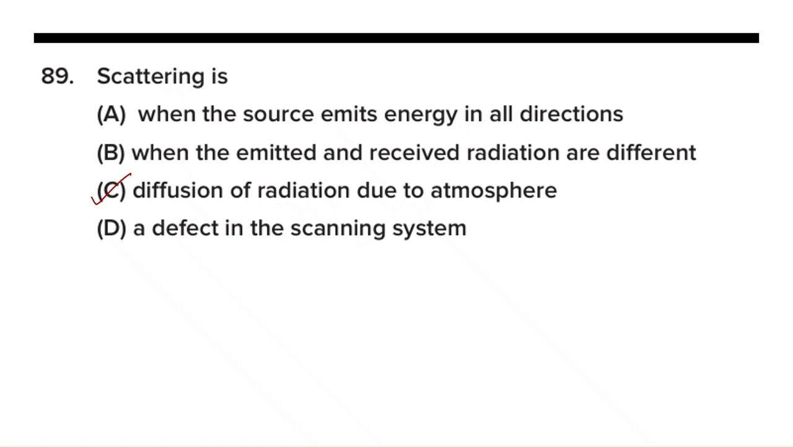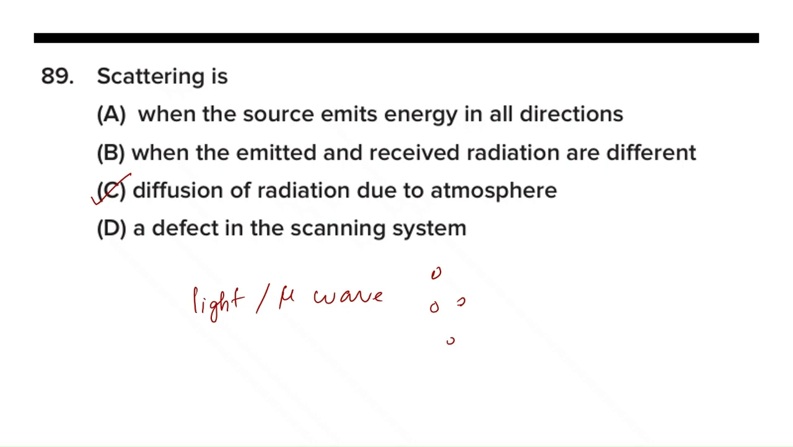Scattering refers to the process where electromagnetic radiation like light or microwave is deflected in multiple directions due to interaction with atmospheric particles such as dust, water vapor and other gases. This phenomenon is essential in remote sensing, and it affects how sensors detect light and radiation from the Earth's surface. There are different types of scattering, Rayleigh scattering and Mie scattering, which determine the blue color of the sky and the red sunset.